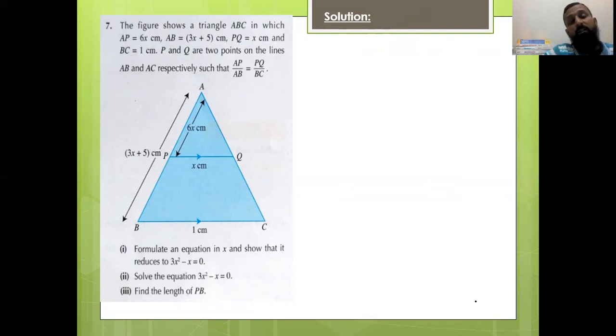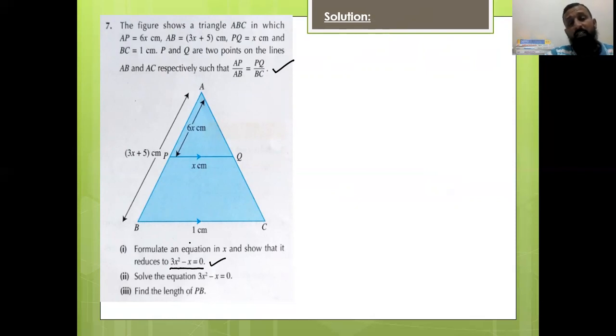So basically this is a triangle within a triangle, and you have got a pair of similar triangles. And remember, for similar triangles, what do we have? We have the ratio of all corresponding sides equal. So they have given you the ratio. What are they asking you? Part 1, formulate an equation in x and show that it reduces to this. Boys and girls, I'm repeating again. What are they asking in part 1? Formulate an equation. Formulate an equation means you need to make this equation by using the data given.